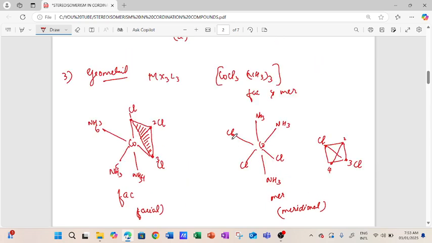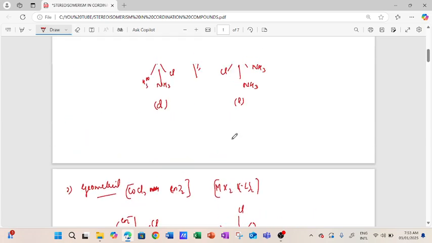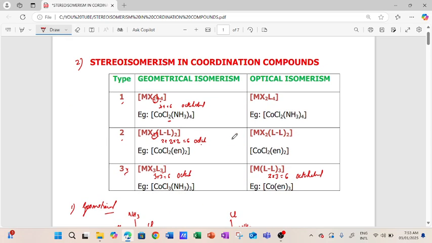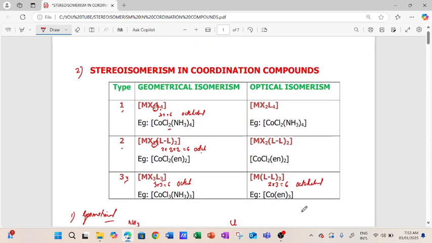So these are the important types of stereoisomerism. If you follow this, you will be able to do any of the questions in your textbook. So many questions are there. Please practice all of those. So thank you. I hope you understood.